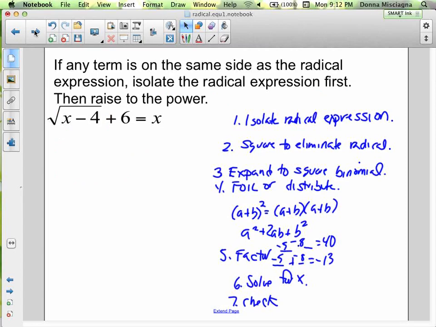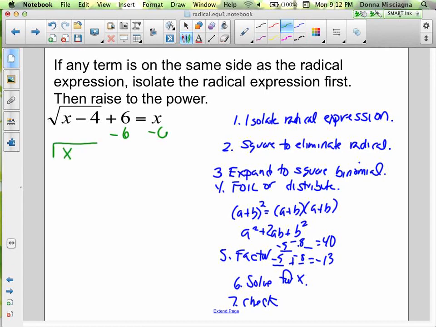If any term is on the same side as the radical expression, isolate the radical expression first, then raise to the power. So here we don't want to leave that 6 with the radical. We want to move the 6 to the other side. So we'll subtract 6 from both sides. That gives us the square root of x minus 4 equals x minus 6. Now we'll square to get rid of the radical.